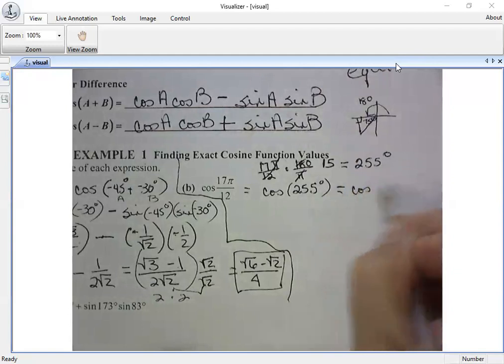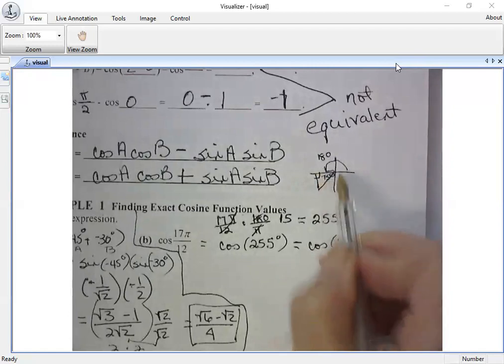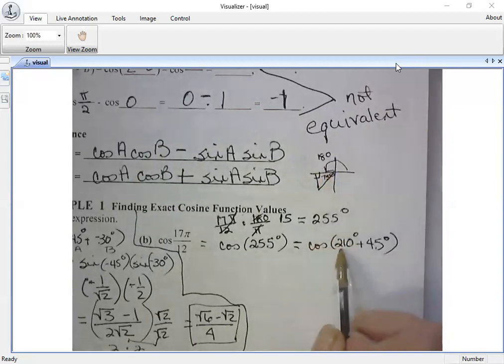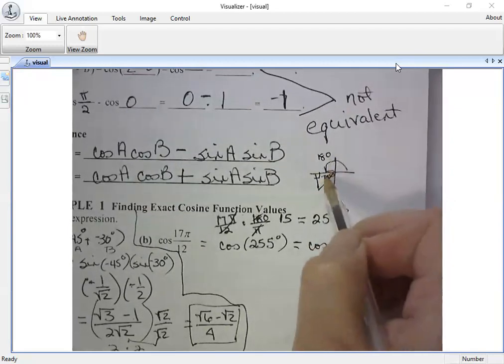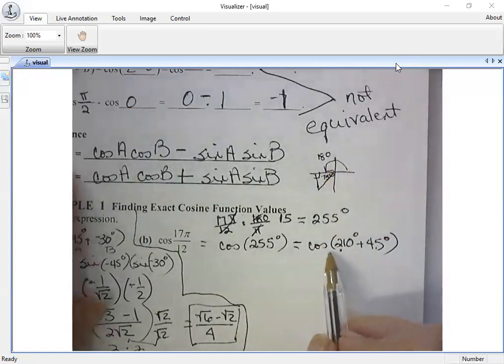We could take the cosine of 210 plus 45 as our replacement. And I know that because if I look here, my 180 plus 30 more, because that means I've got a 30-degree reference angle, is where the 210 comes from. And then if I add another 45 degrees to it, then I'll be at 255. Okay, so let's see if we can apply our sum formula to this.